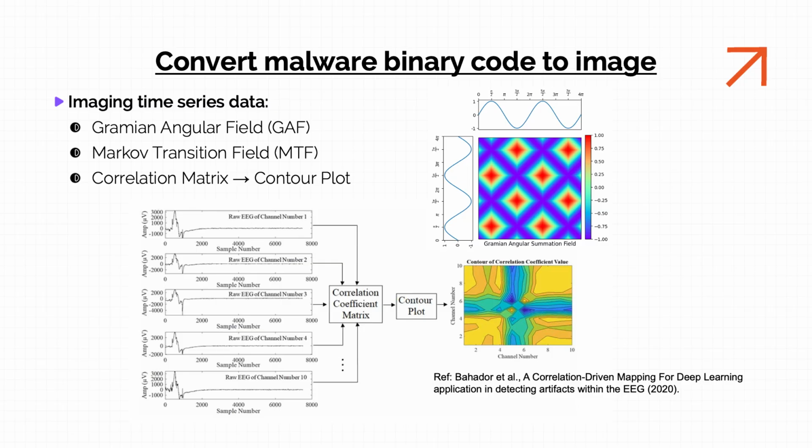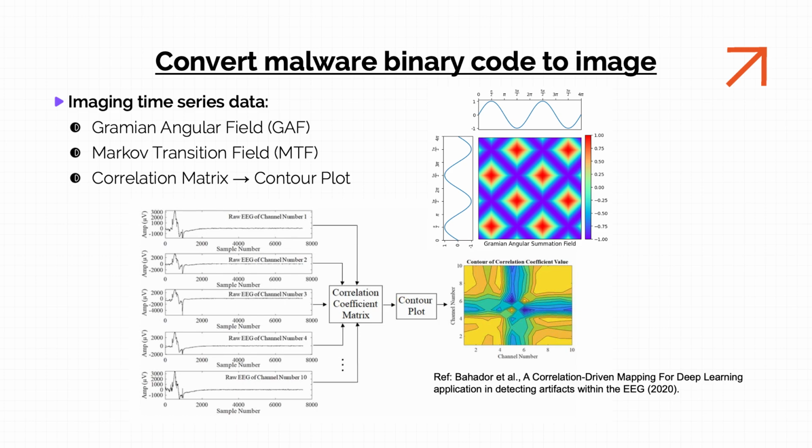So in our method, we just convert the malware binary code to an image. We have several methods, like Markov transition field or a correlation matrix. We convert the binary code, like an exe file, to an image, and we use AI because most AI models can support computer vision, right? Computer vision. So that's why we need to convert the malware binary code, exe file or CSV file, so you can convert it to an image.